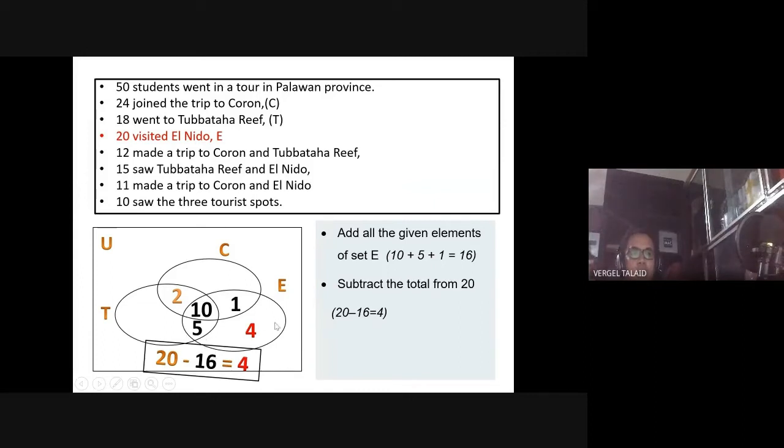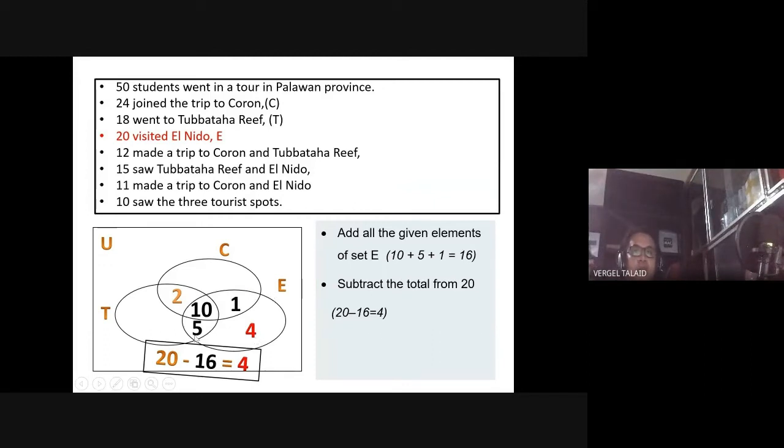This is El Nido. So if this is 20, then we have already 1, 10, and 5. If you are going to get the sum of this, it is 16. Subtract 16 from 20. Since this is 20, therefore, if this is 20, then we have here 16. So this part here is 4. And what is 4? 4 is what we call El Nido only.